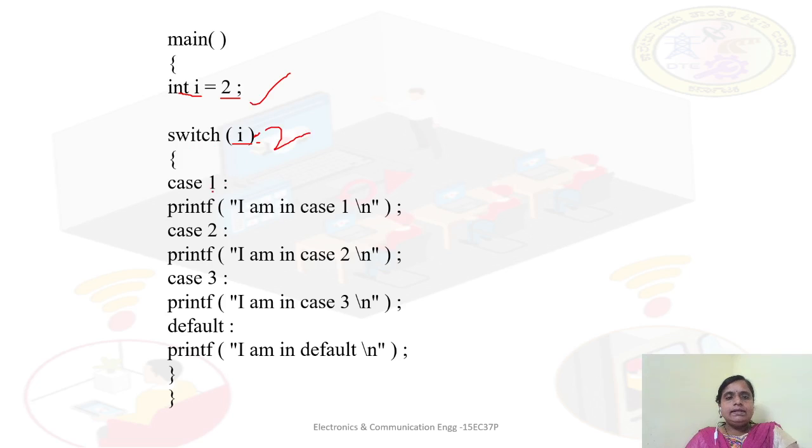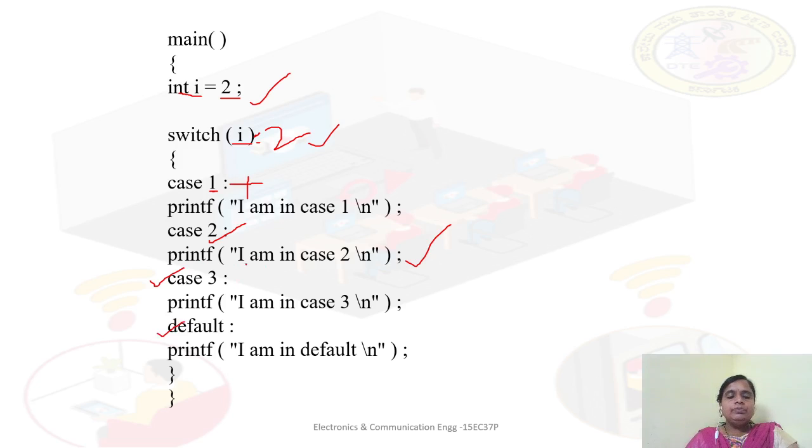Now it is entering the switch. This is case 1, so it is not matching with 2, so it is not getting executed. Next it goes to case 2. This is matching with the value of 2, so this is going to execute. Later we are also executing the subsequent cases, so case 3 also gets executed and default also gets executed. So with this explanation, what should be our output now?